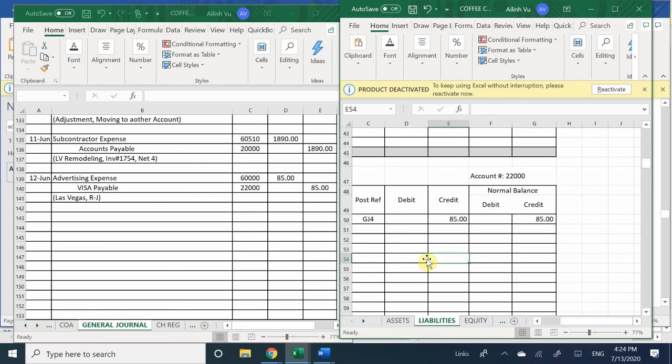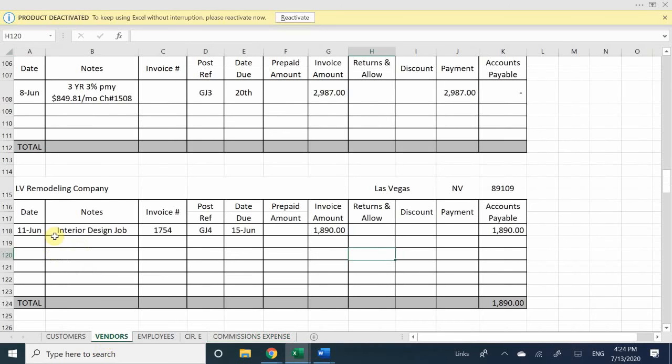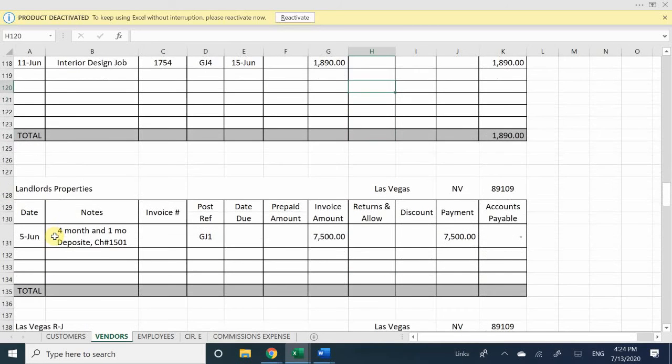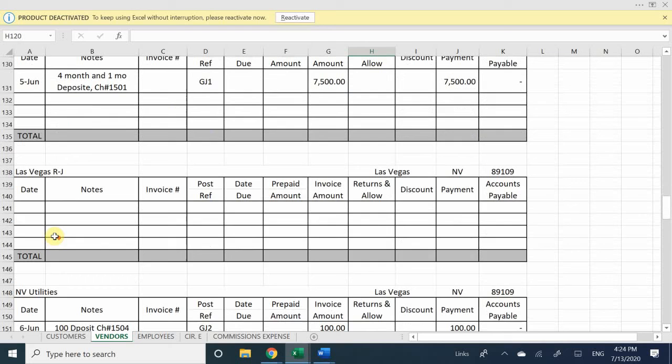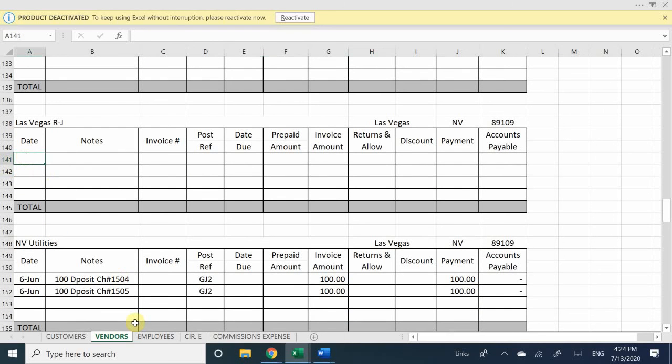We have our subsidiary ledger, right? Then lastly, we're going to go to our subsidiary ledger, to LVRJ under vendors. So LV remodeling I have here, landlords. Here is Las Vegas RJ, that's 612. Quarter page ad in newspaper.